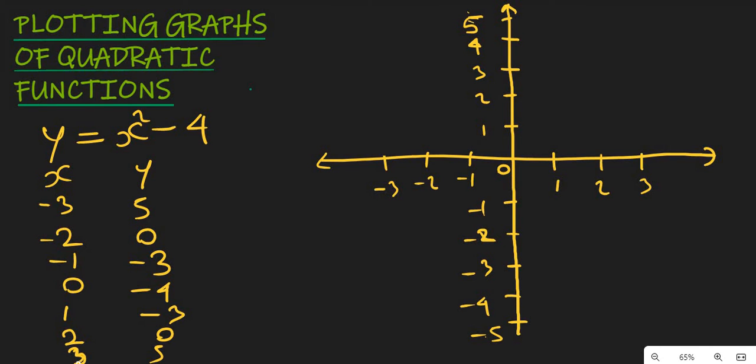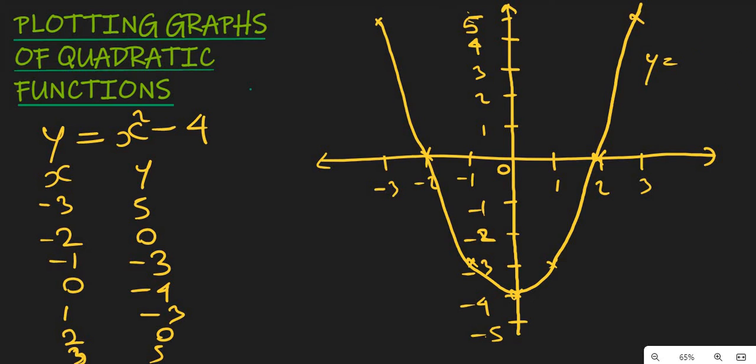Let's plot our points and draw the graph. When x is minus 3, y is 5. We are here. When x is minus 2, y is 0. When x is minus 1, y is minus 3. When x is 0, y is minus 4. When x is 1, y is minus 3. When x is 2, y is 0. When x is 3, y is 5. Therefore, we can draw our graph like this. Now, this is our y equals x squared minus 4.